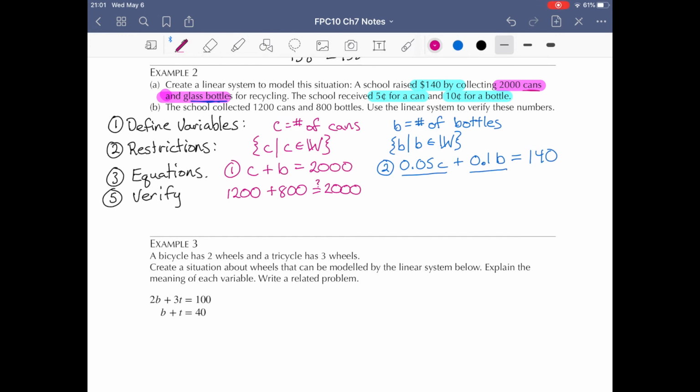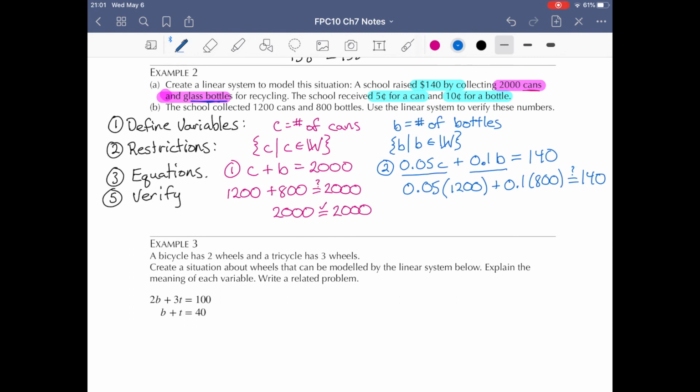And 1,200 plus 800 is 2,000. Does equal 2,000. So it's verified in the first equation. Now let's verify it in the second equation. So we do 0.05 dollars per can times 1,200 cans plus 0.10 dollars per bottle times 800 bottles. Does that equal 140? Now the first one was obvious. This one's a little more difficult.